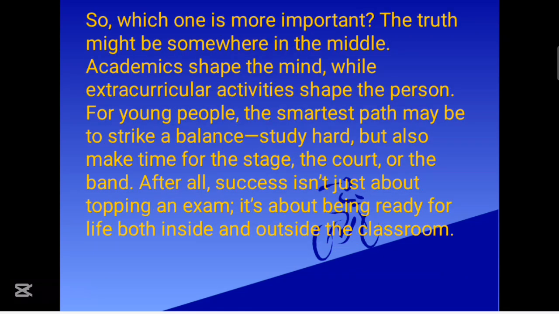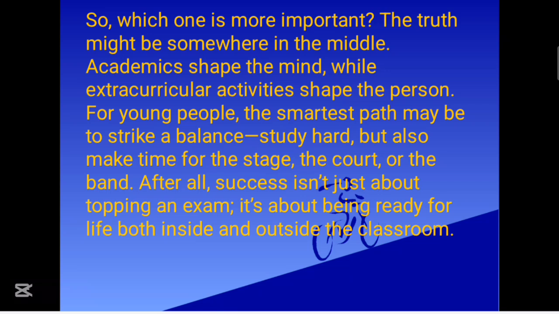Now the conclusion, fourth paragraph, the last one. So, here I can write in a nutshell or to sum up: which is more important? The truth might be somewhere in the middle. Academics shape the mind while extracurricular activities shape the person. For young people, the smartest path may be to strike a balance, study hard, but also make time for the stage, the court, or the band. After all, success isn't just about topping an exam, it's about being ready for life both inside and outside the classroom. Now, here, if you are in favor of one, you can clearly write in favor of one of them.